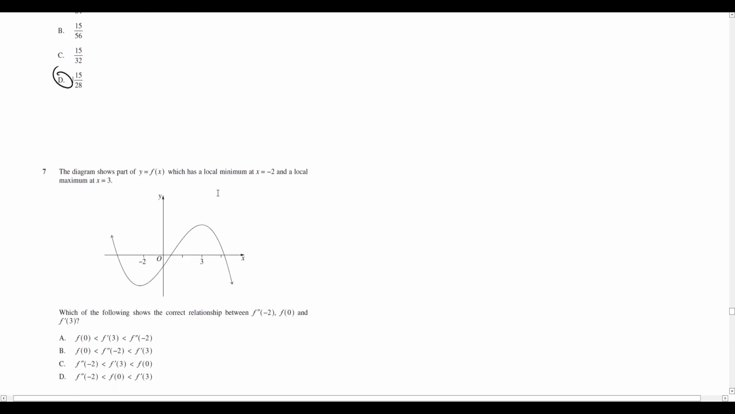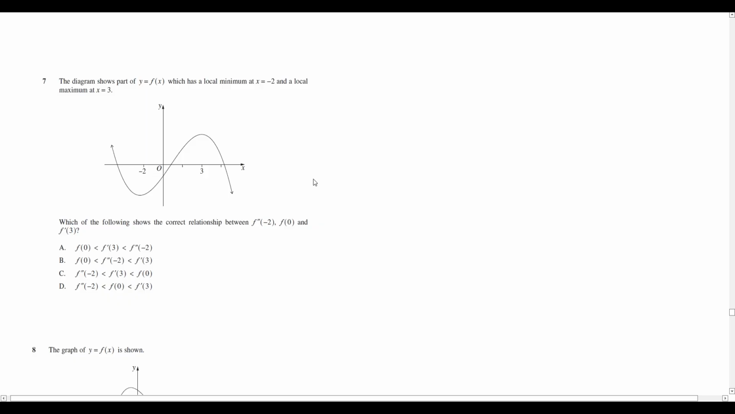All right, moving on. Question 7. The diagram shows part of y equals f of x, which has a local minimum at x equals -2, and a local maximum at x equals 3. Which of the following shows the correct relationship between f double prime of -2, f of 0, and f prime of 3? Okay, so let's go through and see what we know.